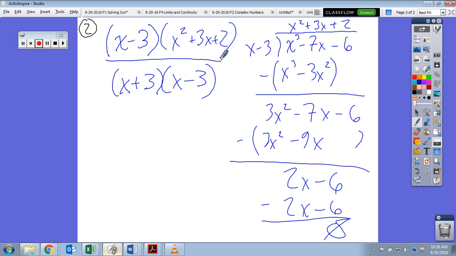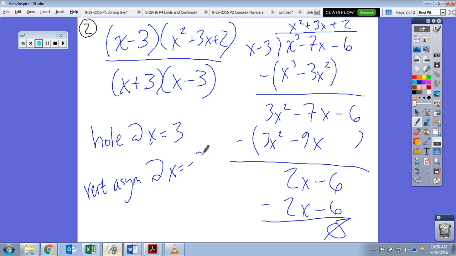Would there be an asymptote? Good. Yes, there would be. Let's write the emphasis when we're talking about this. So there's definitely a hole at x equals 3, and there is a vertical asymptote at x equals negative 3.